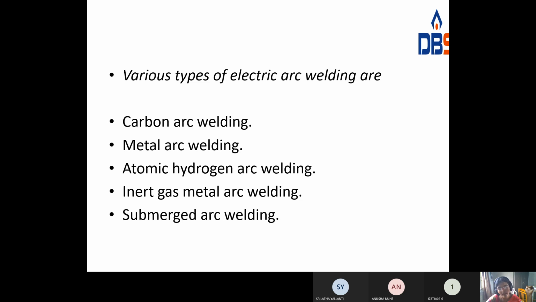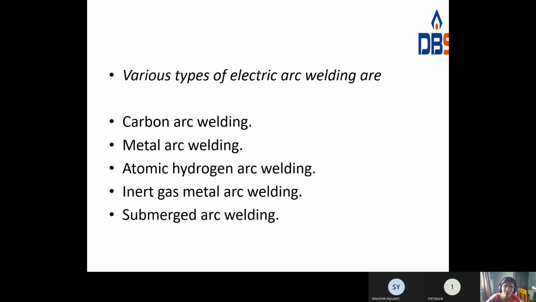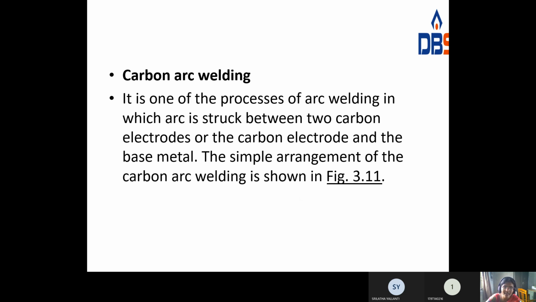Coming to the various types of electric arc welding: carbon arc welding, metal arc welding, atomic hydrogen arc welding, inert gas metal arc welding, and submerged arc welding. Okay, so these are the 5 types. In this, the first one is carbon arc welding.